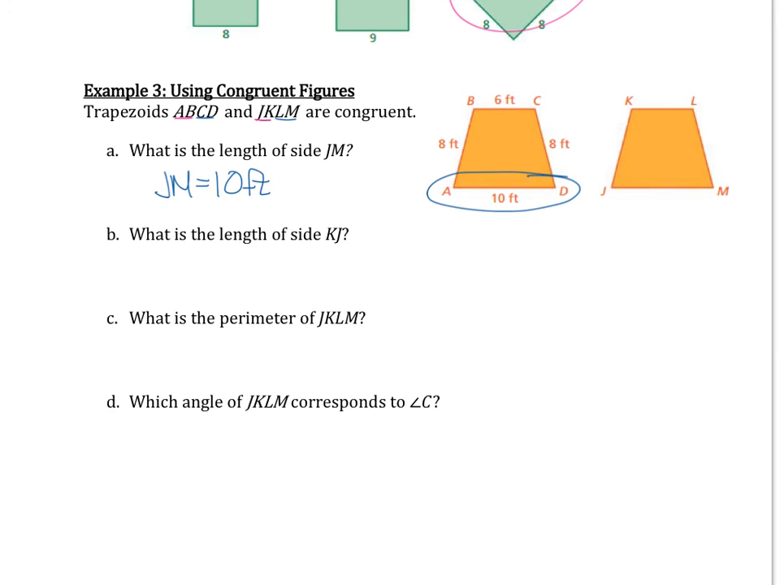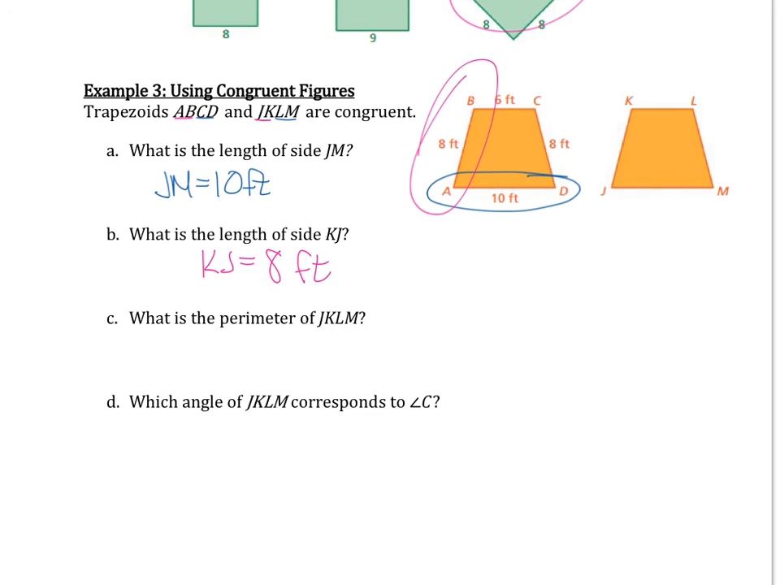So go ahead and try these next three on your own. If you want to go ahead and pause, but I am going to walk through each of these. So for B, what is the length of side KJ? We already talked about that KJ corresponds with side length AB, and again, we can tell just by looking at it. So since AB is equal to 8 feet, we know that KJ is also 8 feet.